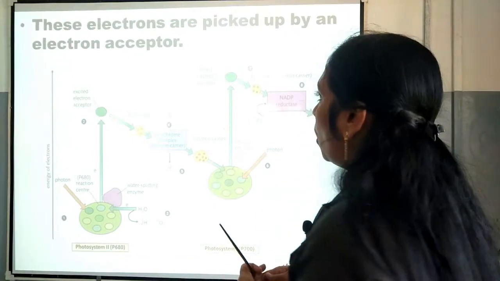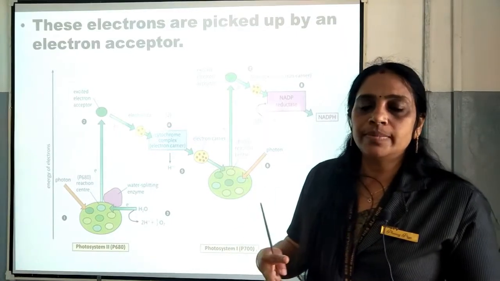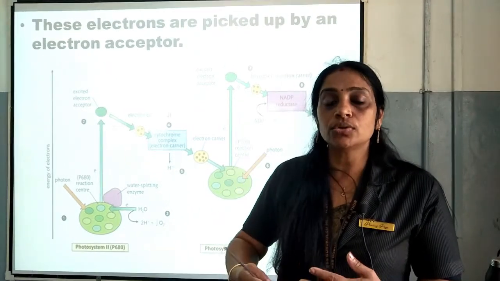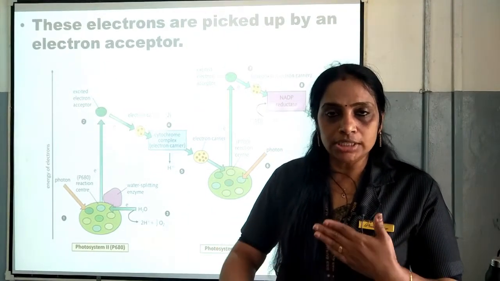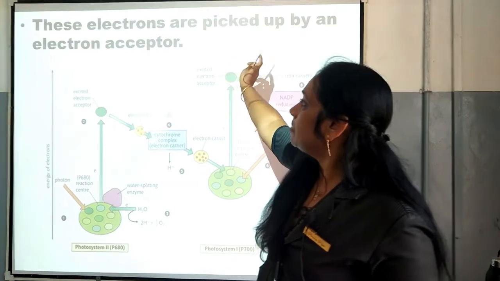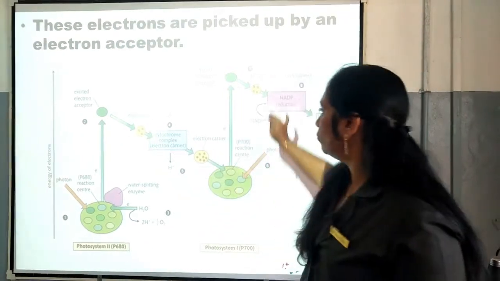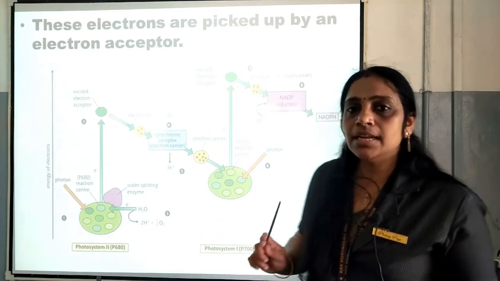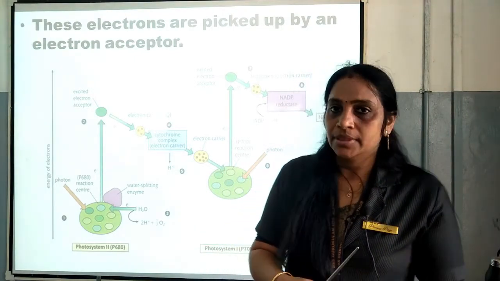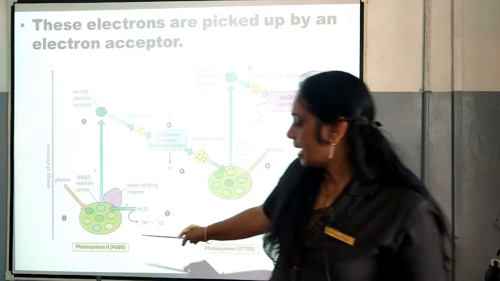Okay. Now these electrons are picked up by electron acceptors. When the electrons are excited, surely they will jump from their original state to a higher level. When they jump, they are picked up by the electron acceptor. So this is non-cyclic photophosphorylation. As the name indicates, it is non-cyclic, that is, it is not in the form of a cycle. That's why it is known as non-cyclic photophosphorylation. So we can see here what is happening, isn't it?